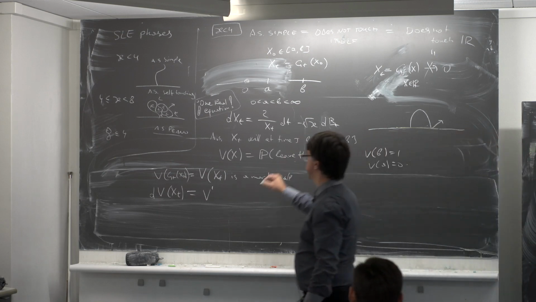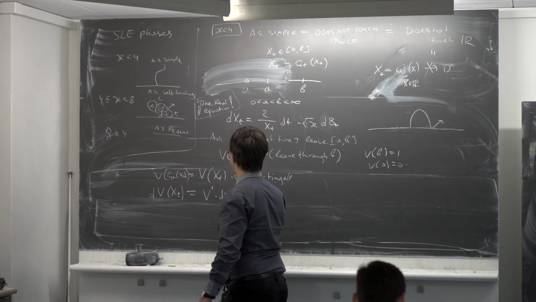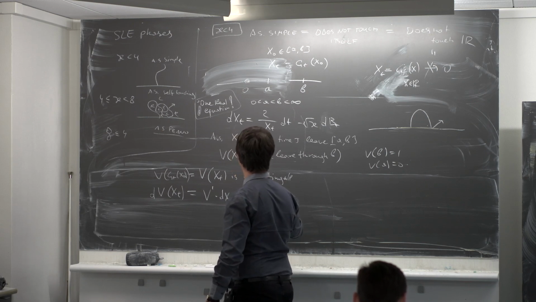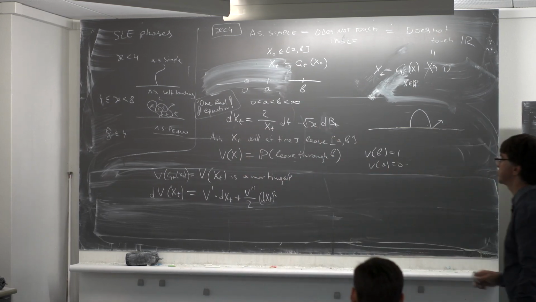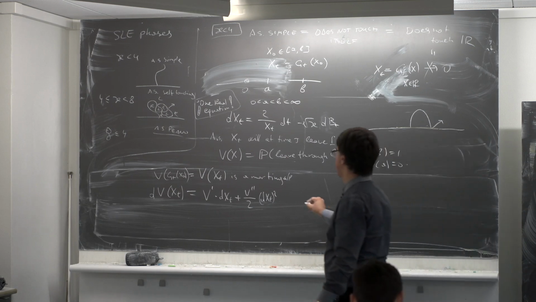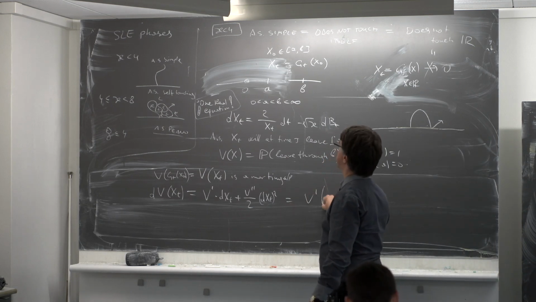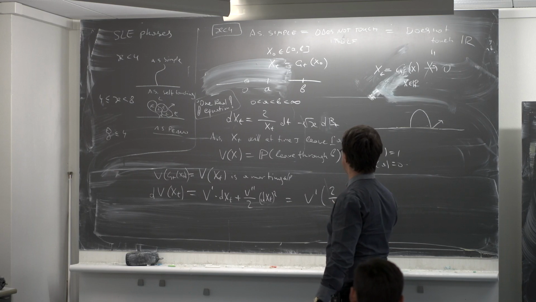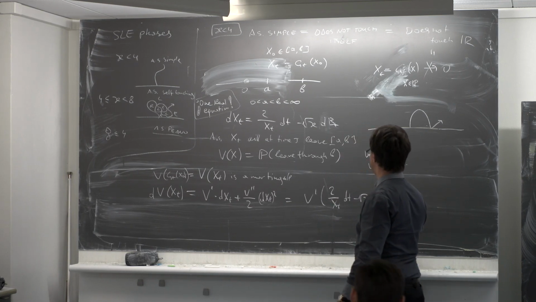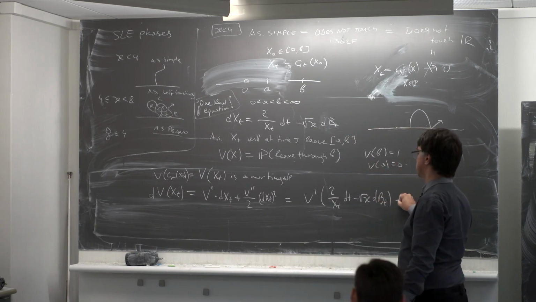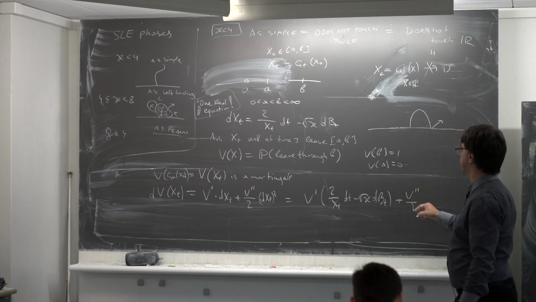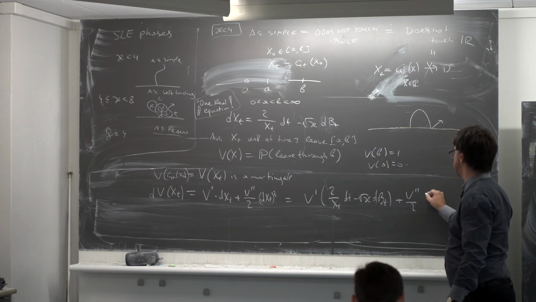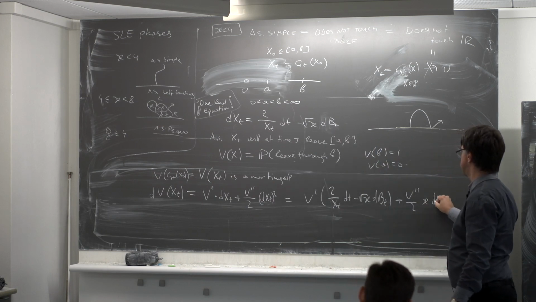Now this drift of Xt plus v'' over 2. Well, basically drift of Xt squared, so the term with Brownian motion only comes up. So we get v' times 2 over Xt dt minus square root of kappa dBt plus v'' over 2. And then dB squared is dt, so we get kappa dt.